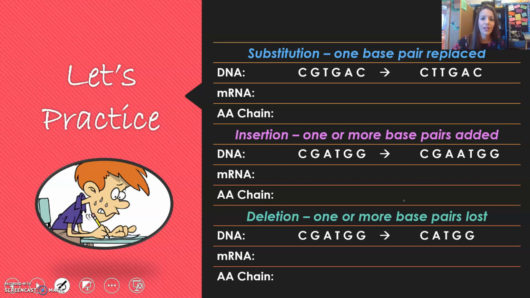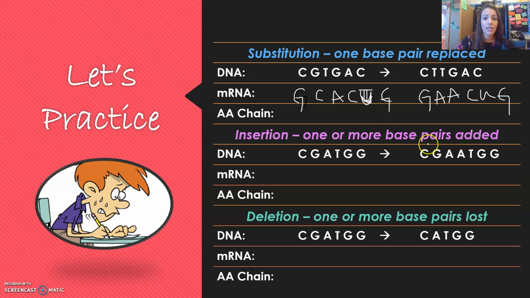All right, so here's your final chance to practice. You're going to practice with both the mRNA and then the amino acid chain, and it shows you how that makes a difference. So when we do the mRNA here with the substitution, C pairs with G, C pairs with G, G pairs with C, T pairs with A, G with C, A with U, excuse me, not T, and then C with G. So then when we have our substitution, we get G, A, C, U, G.